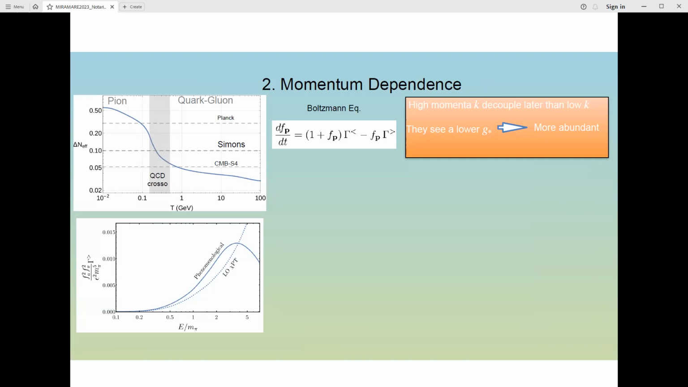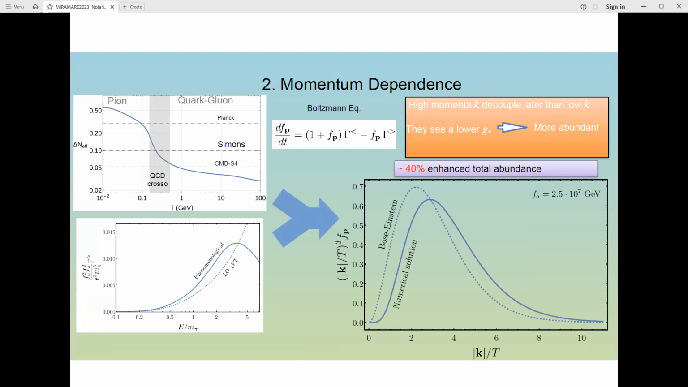And this means that the ones that decouple later actually see a different photon temperature. They see a different g star when they decouple. Therefore, they are more abundant, the ones that decouple later. That means that you get more axions at high momentum than at low momentum compared to the standard Bose-Einstein distribution. And indeed, by solving the differential equations in momentum space, you find a distribution which has more power in the UV than the Bose-Einstein distribution. And this leads to an enhancement of the total abundance of about 40%.